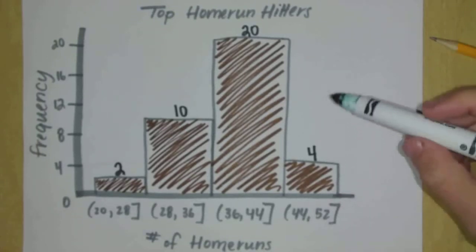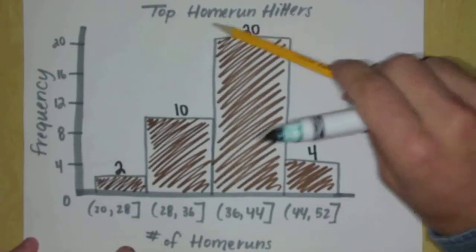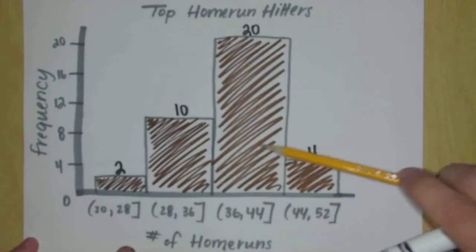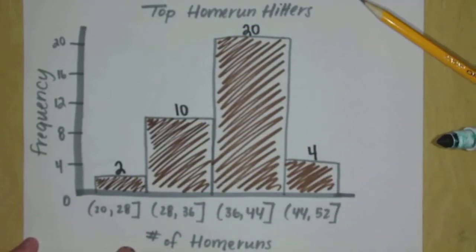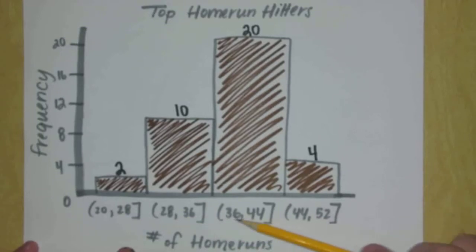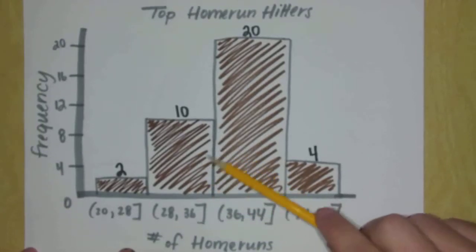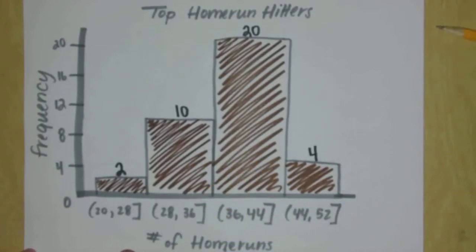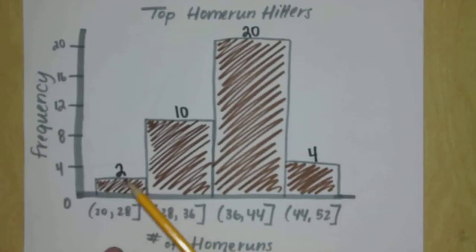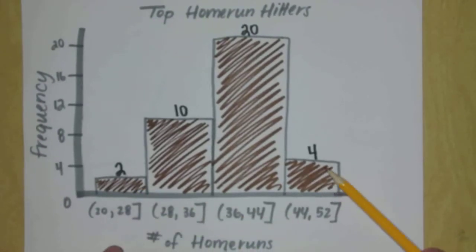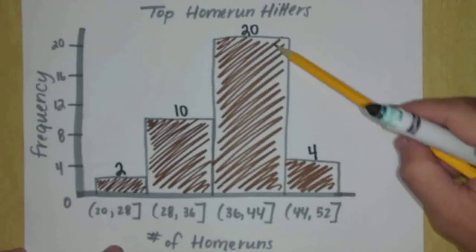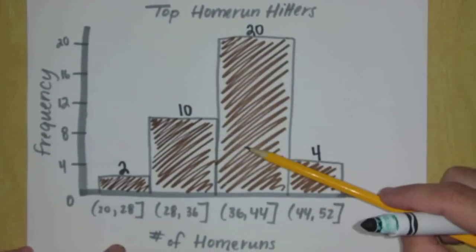So again, you can see with a histogram, majority of my hitters, 30 of my 36 hitters hit between 28 and 44. So a lot of home runs hit in the 28 to 44 range. Only a couple really, really low and only a couple really, really high. So you can tell most of the information was right here in the middle.